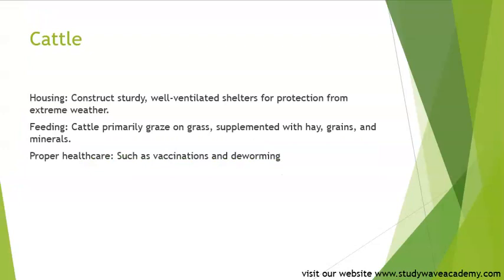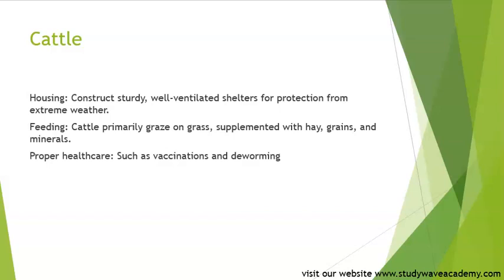Cattle. How do you care for cattle? Housing. Construct sturdy, well-ventilated shelters for protection from extreme weather. Provide a sturdy, well-ventilated shelter for cattle to protect them from extreme weather conditions like rain, cold, and heat. Ensure there is enough space for each animal to stand, lie down, and move comfortably. Keep the shelter clean and dry to prevent health issues and discomfort for cattle.